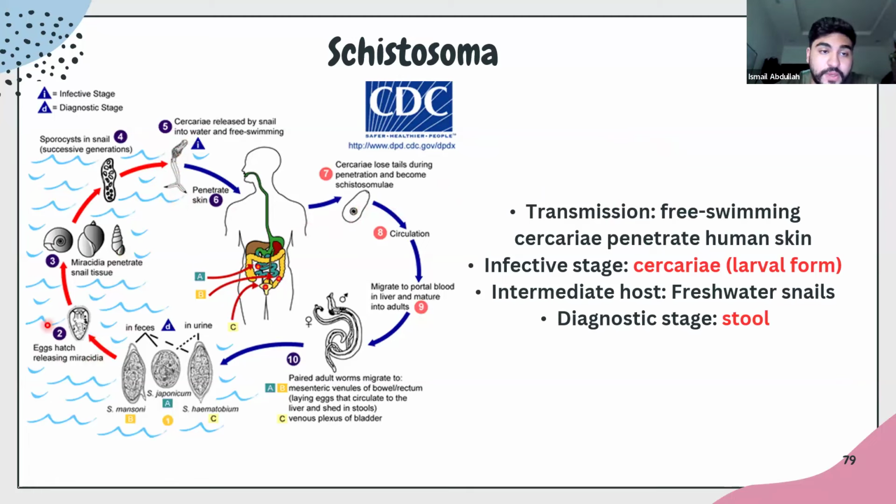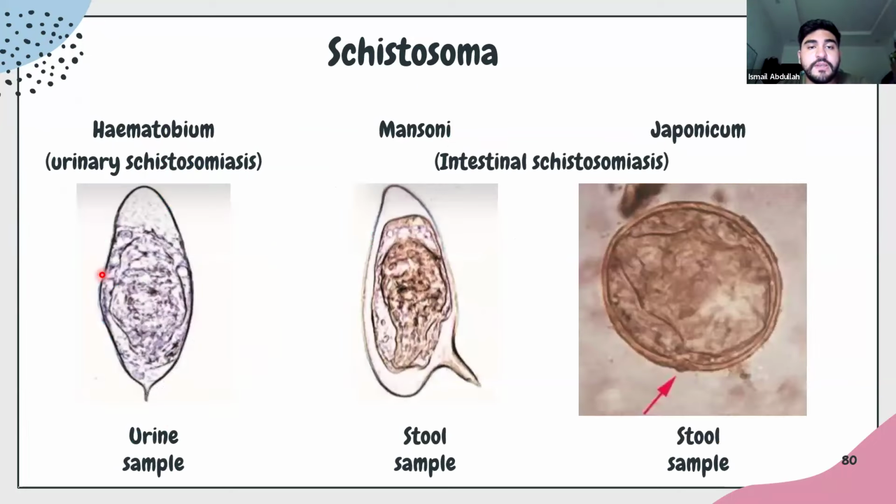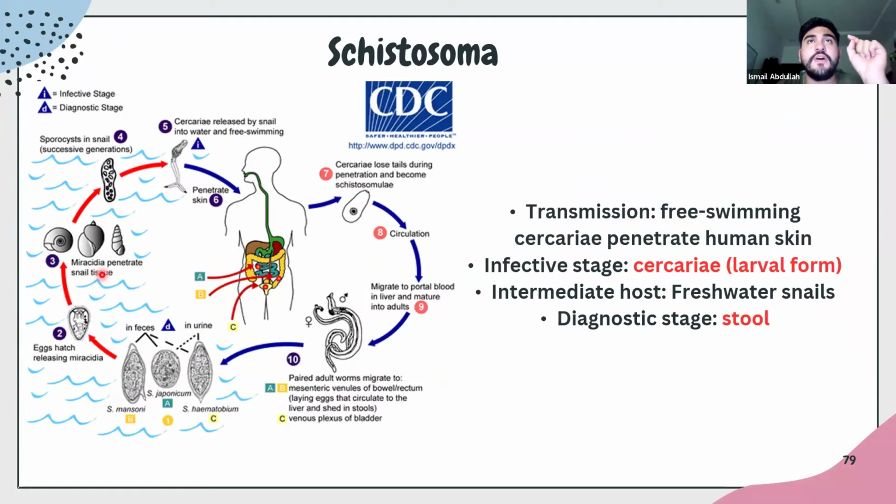It comes from snails, by the way. So the host is a snail. You need to think of that one: freshwater snails. Because sometimes in OSPE, they will give you these pictures, and then they will tell you which of the following has snail as a host. So you want to keep that in mind.